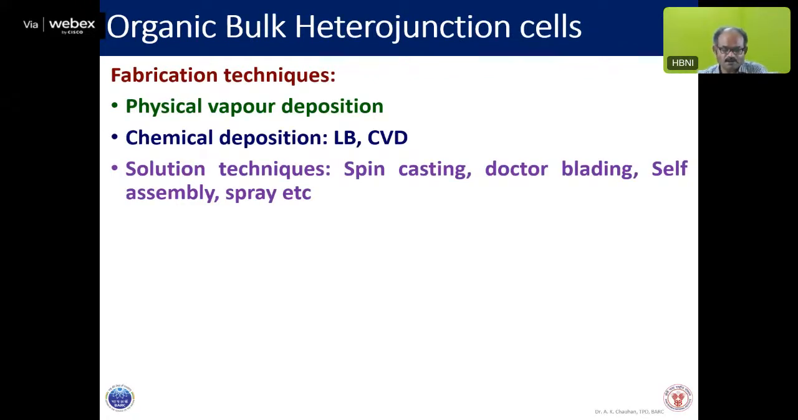Then how to fabricate using physical vapor deposition, chemical vapor deposition, these deposition techniques we will see maybe the day after tomorrow, the last lecture. And for solution techniques, spin casting, doctor blading, self-assembly, spray are also used for deposition.